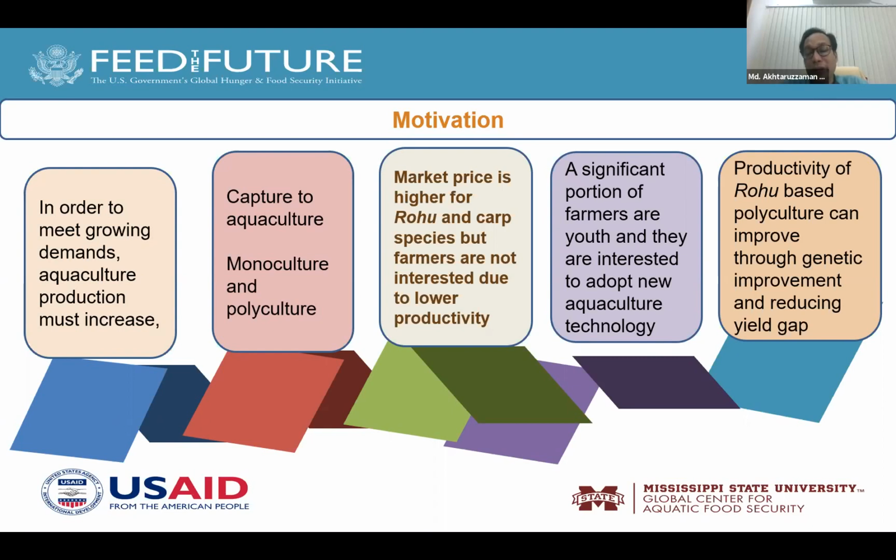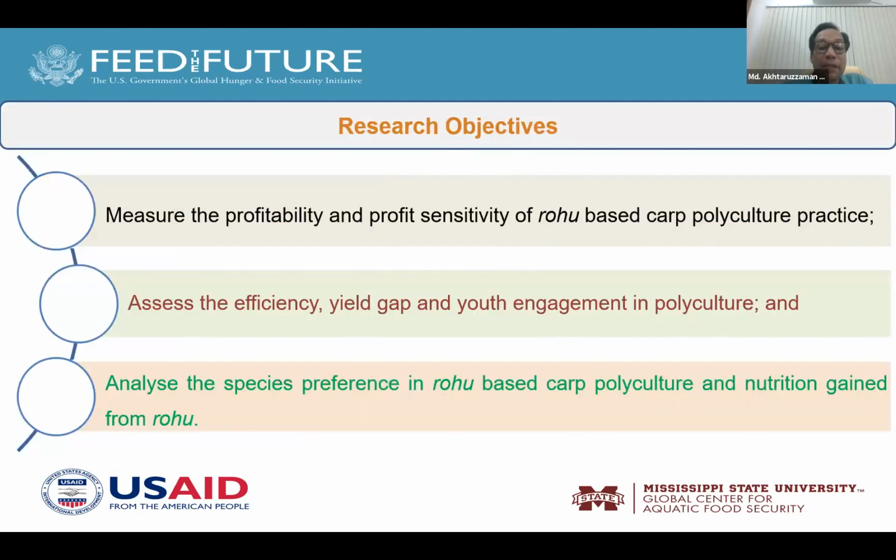So based on our research, our objective was to measure the profitability and profit sensitivity of Rohu-based carp polyculture, assess the efficiency, yield gap, and youth engagement in polyculture, and analyze the species preferences of carp polyculture and nutritional status of Rohu.